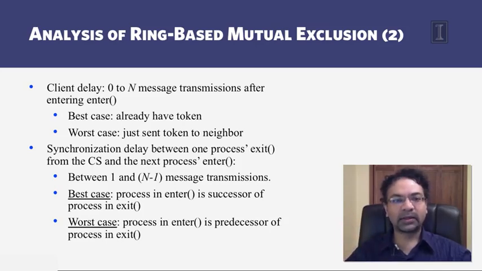In this case, the token now needs to make its way around the other n-1 processes, because in a system of n processes in a ring, you have n links. This means n message transmissions for the token to come around, and that's the worst case. So the client delay could be anywhere between 0 to n message transmissions.